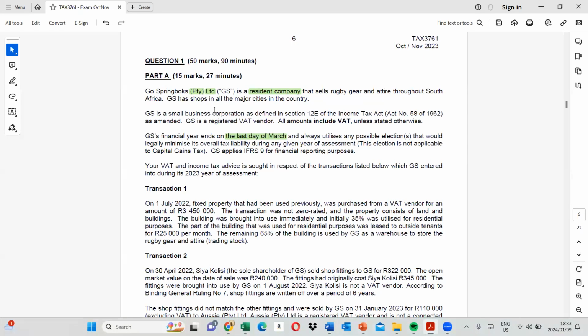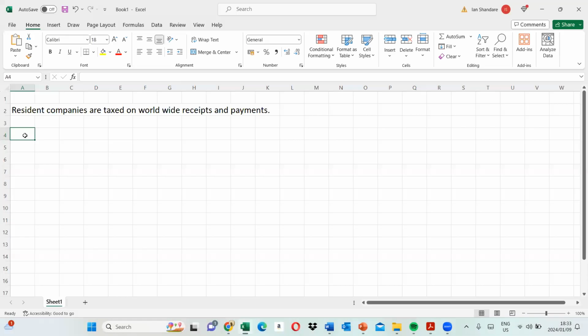All right. And then GS has shops in all the major cities in the country. GS is a small business. All right, that's something that you also need to pay attention to. So GS is a small business as defined in terms of Section 12E of the Income Tax Act, as amended. GS is a registered VAT vendor and amounts include VAT unless stated otherwise. All right, so what is the implication of that? Small business. Right, now, when a company is a small business, it's very important that we pay attention to the implications that come with that.